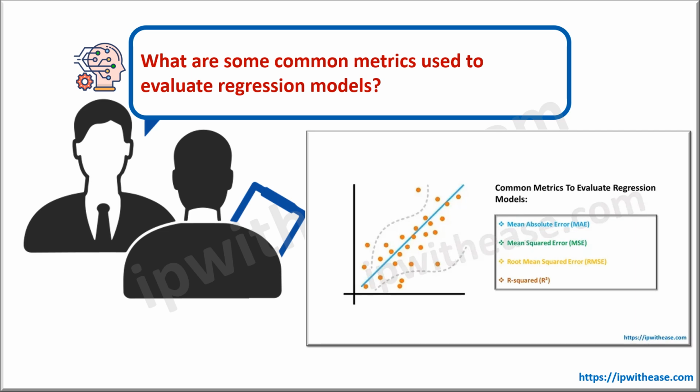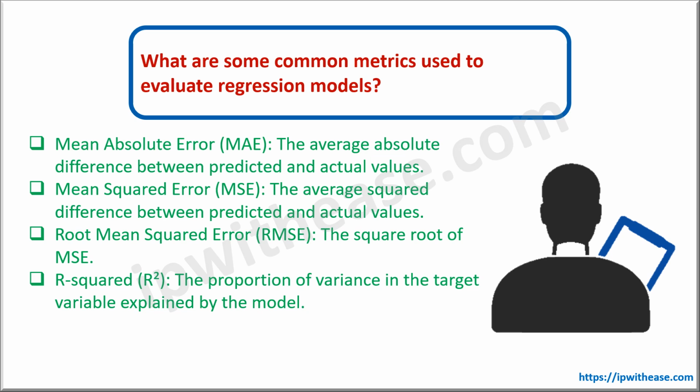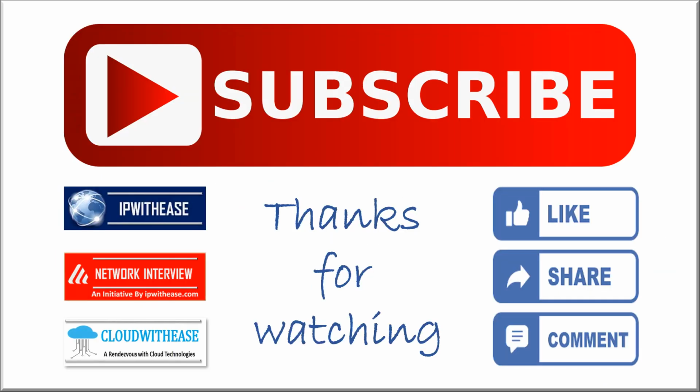What are some common metrics used to evaluate regression models? Some of them are mean absolute error, mean squared error, root mean squared error, and R squared.